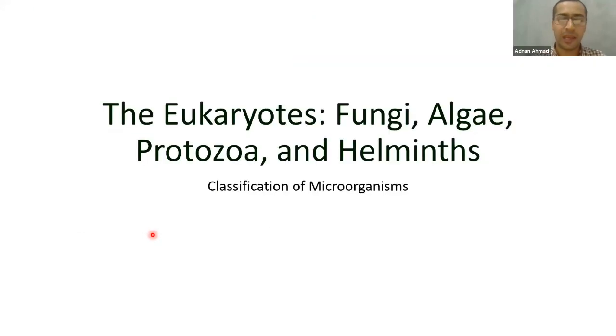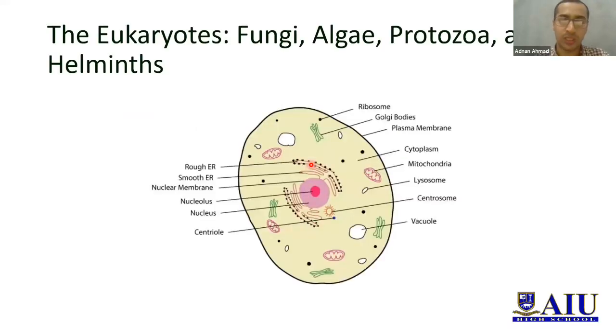So now we are entering the third part of our lecture, which is the eukaryotes: fungi, algae, protozoa, and helminths. So now we are moving from a small cell, or an old cellular form, to a more advanced cellular type, right? So here is the structure of a eukaryotic cell. This is a more advanced form of a cell, and we are made up of these types of cells.